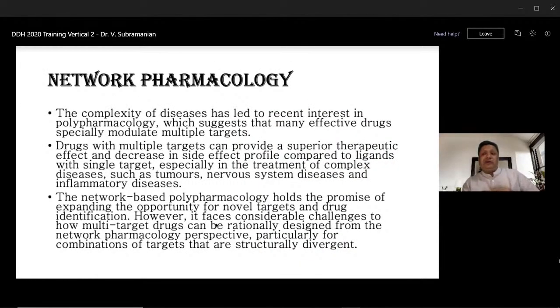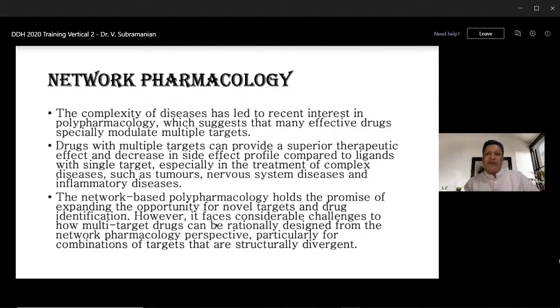Another concept which is new and has been used for the last decade or so is called network pharmacology. Here we can talk about how the complexity of disease has led to recent interest in polypharmacology. Earlier we were not thinking like that. For example, we take NSAIDs, non-steroidal anti-inflammatory drugs. These drugs were used for a long time for preventing inflammation in a number of inflammatory diseases, but they resulted in gastric erosion, gastric ulceration, gastritis.